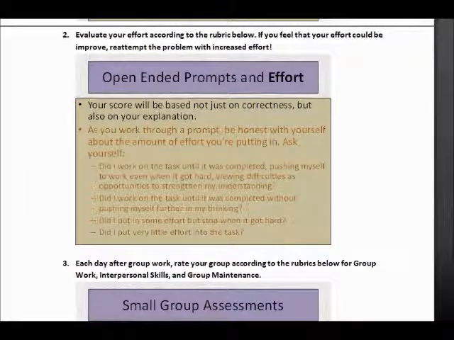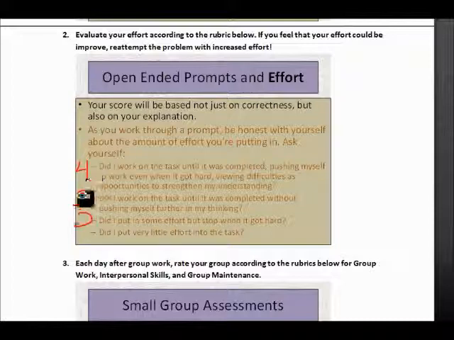One thing we had mentioned repeatedly over the past couple of weeks was the need for us to evaluate effort in order to improve achievement. So we said your score is not just based on correctness, but also on your explanation. And so if you're not putting in the full effort, you might not be including the full explanation.